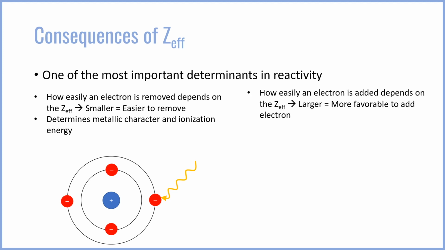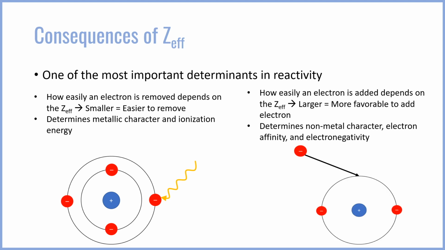Conversely, how easily electrons are added to the atom is correlated with a high effective nuclear charge, a high Z effective. The higher Z effective is, the easier an atom can pull in another electron and hold on to it, meaning that the nonmetal character is going to be greater for those elements, and that the electron affinity and the electronegativity of those elements is also going to be higher, right?